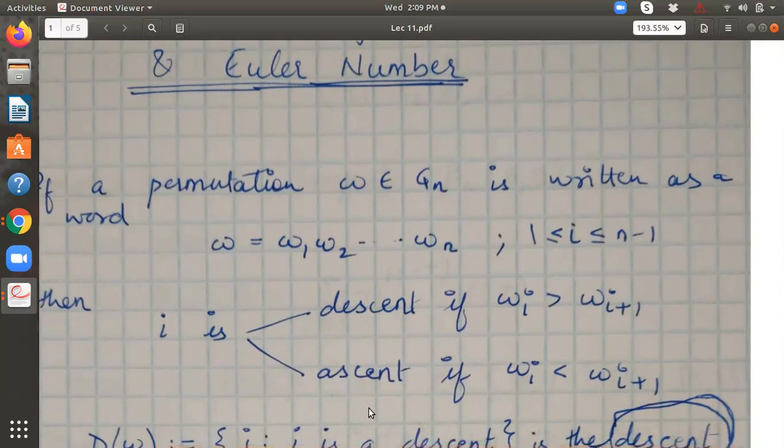Ma'am, I remember what the inversion is. It is if Wi is greater than Wj and i is less than j, we call it an inversion. Actually, I was confused with the inversion table thing.